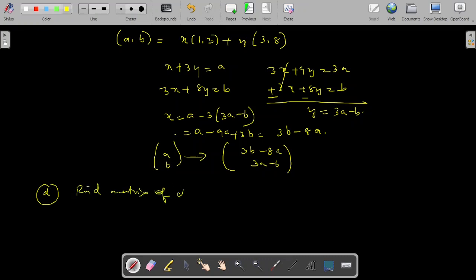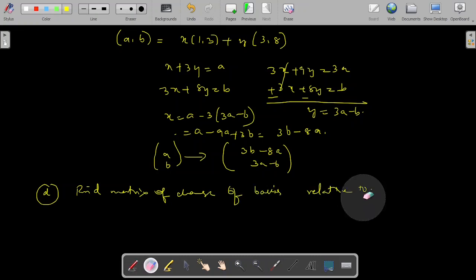Now next question is to find the matrix of change of basis from S dash to S. From S dash to S means every vector of S is written as a linear combination of S dash. That is nothing but getting the coordinate vectors of S with respect to S dash, that we already have here.